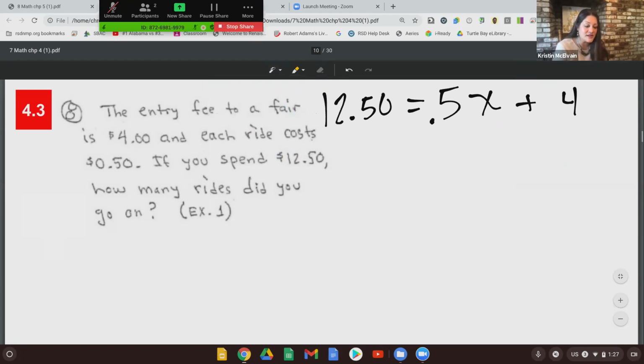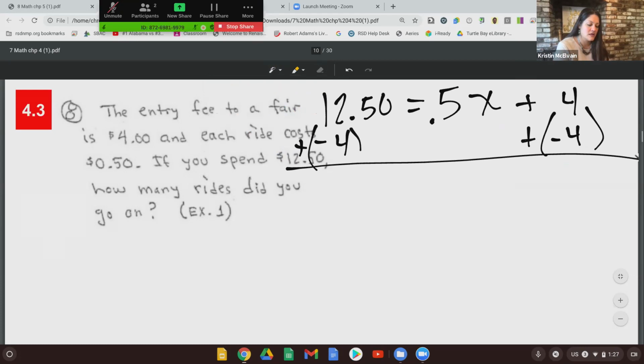Okay, so to solve for x, we need to get x by itself. So first thing is we need to get the 4 to the other side, and we're going to do that by adding the opposite. So I'm going to add -4 plus -4. So that's going to give us 12 minus 4 is 8.50. Right, so I think it's $12.50. We already spent $4. We have $8.50 left, and that equals 0.5x. So we have 0.5 times x.